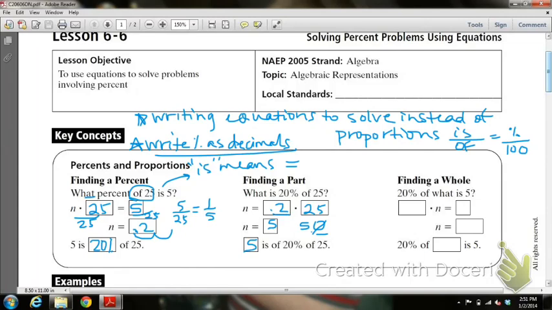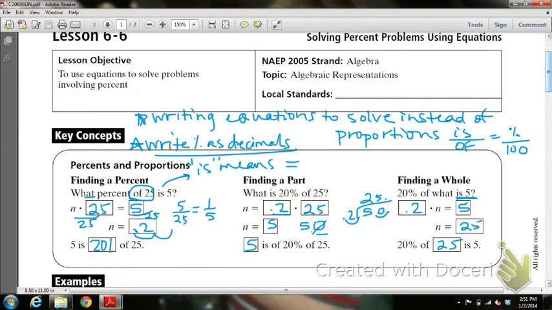And then the last way to look at it, 20% of what? 20% is 0.2. Is means equals, so equals 5. I would divide by 0.2. 5 divided by 0.2, I'd have to move my decimal 1 place. This becomes 50, and 2 goes into 50 25 times. So 20% of 25 is 5.